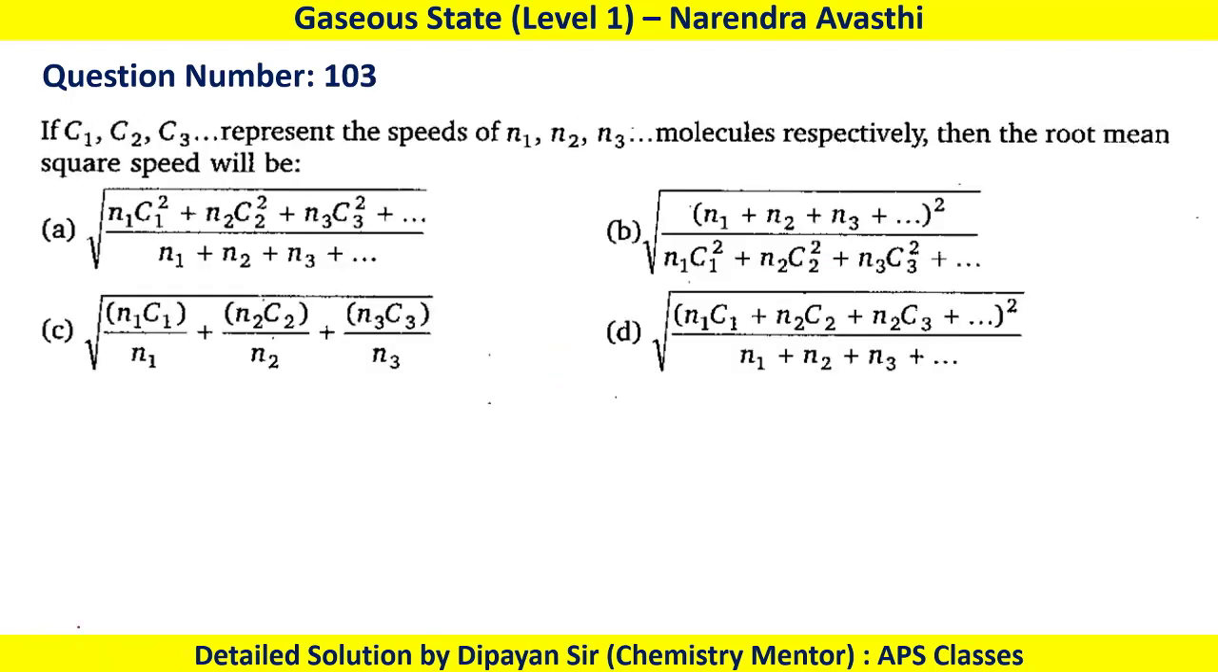In question number 103, we have to find the root mean square expression, and the correct answer for this question is option A.